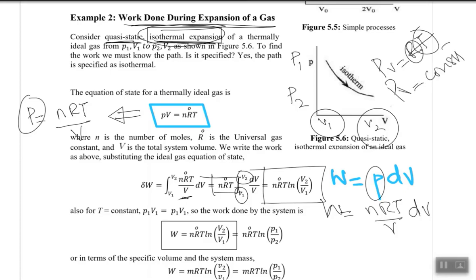So if PV is constant, that also means P1 V1 would be equal to P2 V2. So the product of pressure and volume on this whole line would be constant. So I can say, moving this one, V2 by V1 would be equal to P1 by P2 somewhere here.